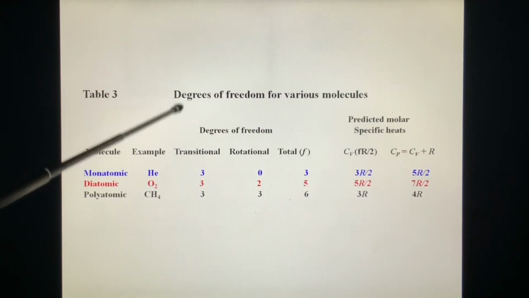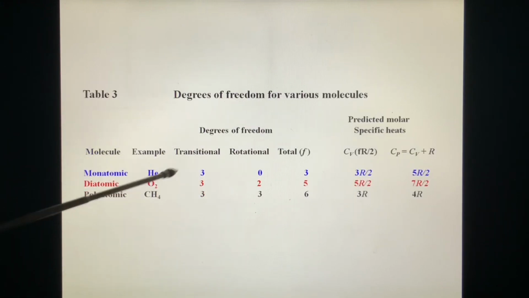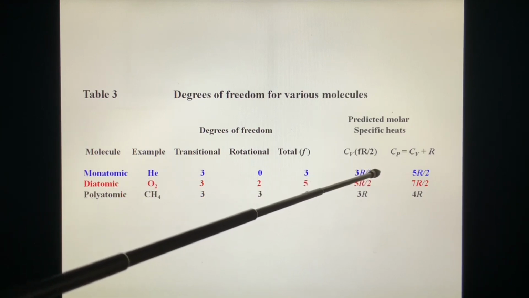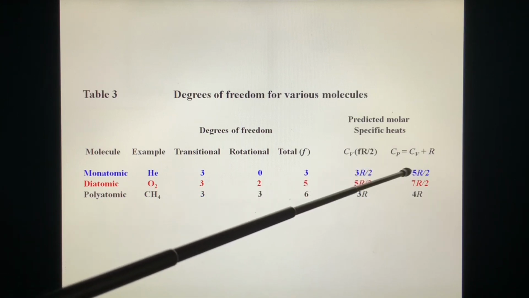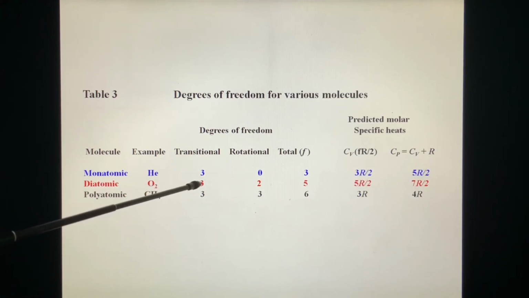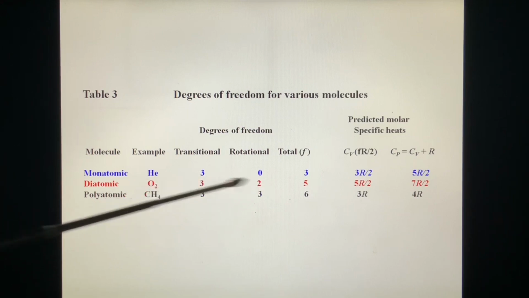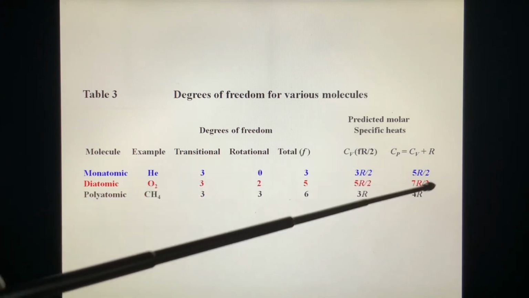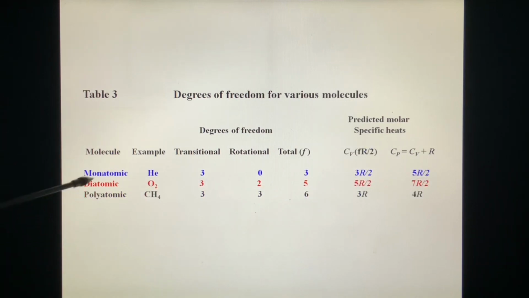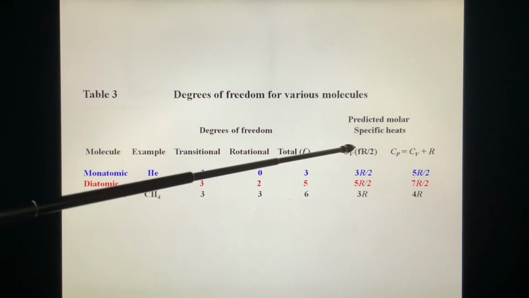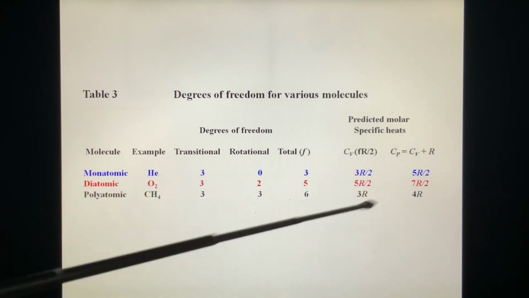Now, this is the degree of freedom. Monatomic, you have 3 translational. So CV equals F over 2 times R, which is 3R over 2. CP is 3R over 2 plus R, 5R over 2. Diatomic, like oxygen, has 3 translational and 2 rotational degrees of freedom, 5. So CV is 5R over 2, CP is 5R over 2 plus R, 7R over 2. Polyatomic, like CH4, has 3 translational and 3 rotational, F equals 6. So CV equals 6 over 2 R, 3R. CP is 3R plus R, 4R.